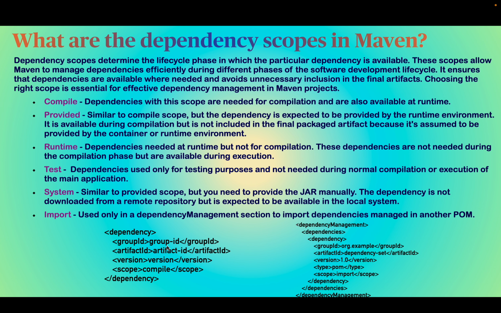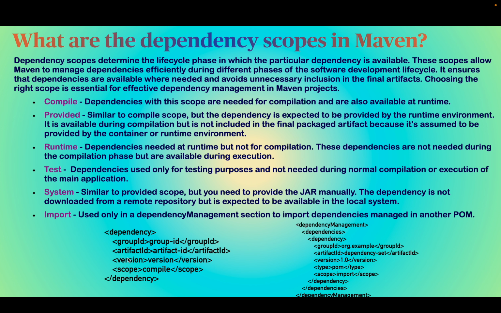If you see here, we will provide the group ID, artifact ID, version, and along with that we need to define something called scope. And for the compile scope, we need to provide the compile keyword. So compile scope dependencies are available during the compilation time and during the runtime. So the dependencies are included in the class path during both the compilation time and the execution phases.